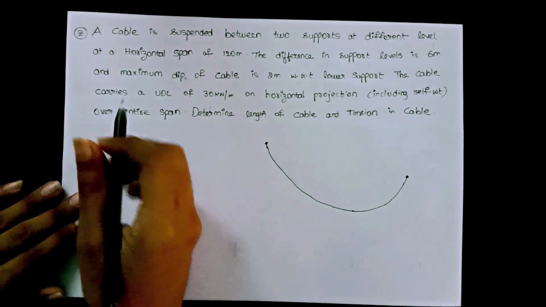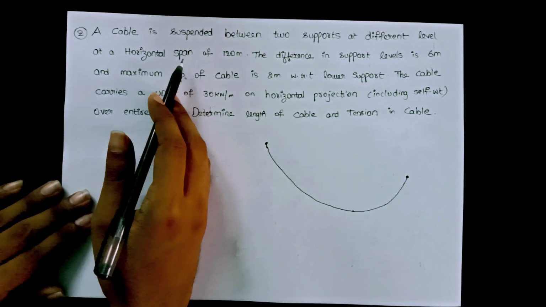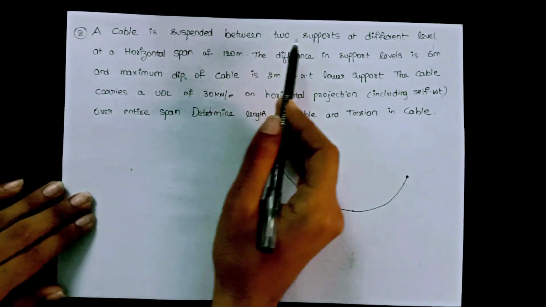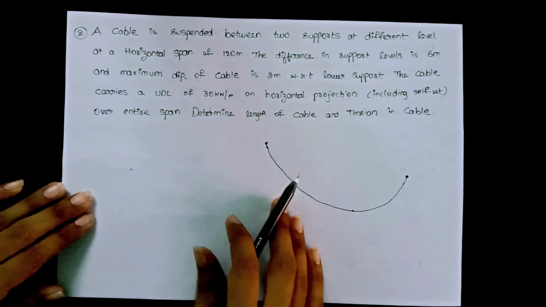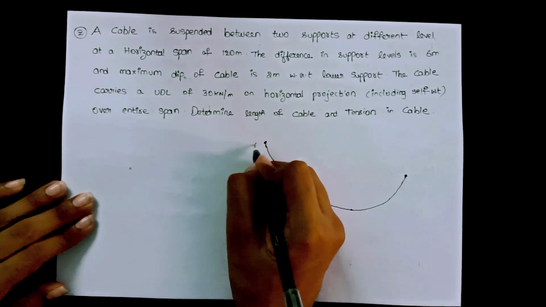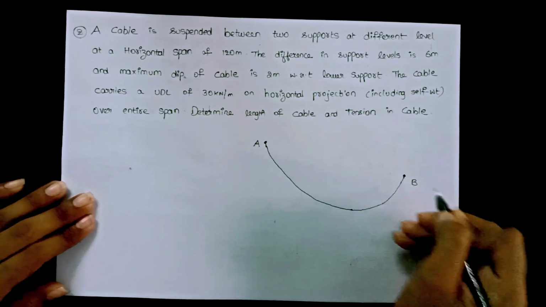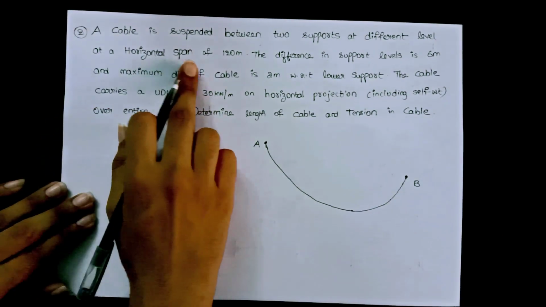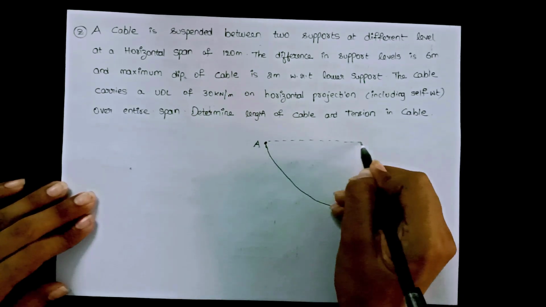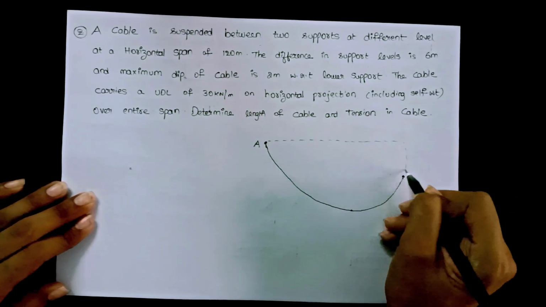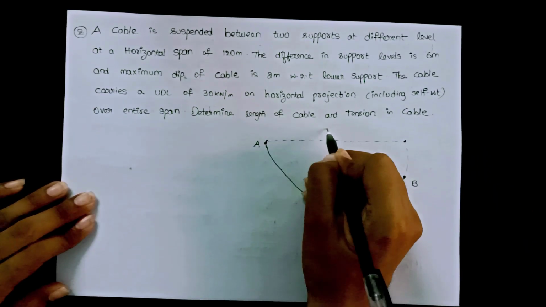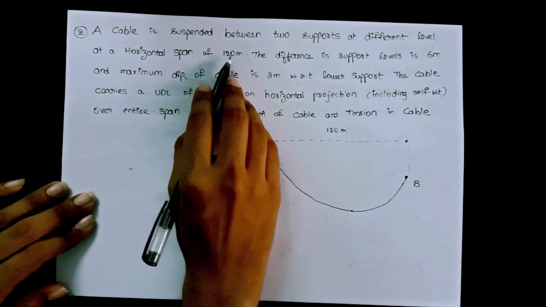Now we will analyze the cable which is given for us. The question says a cable is suspended between two supports at different levels. This is the support at one level and this is the support at another level. Consider this as support A and this as support B at a horizontal span of 120 meters. If you draw one imaginary line, this is nothing but the horizontal span from support A to support B, which is 120 meters.